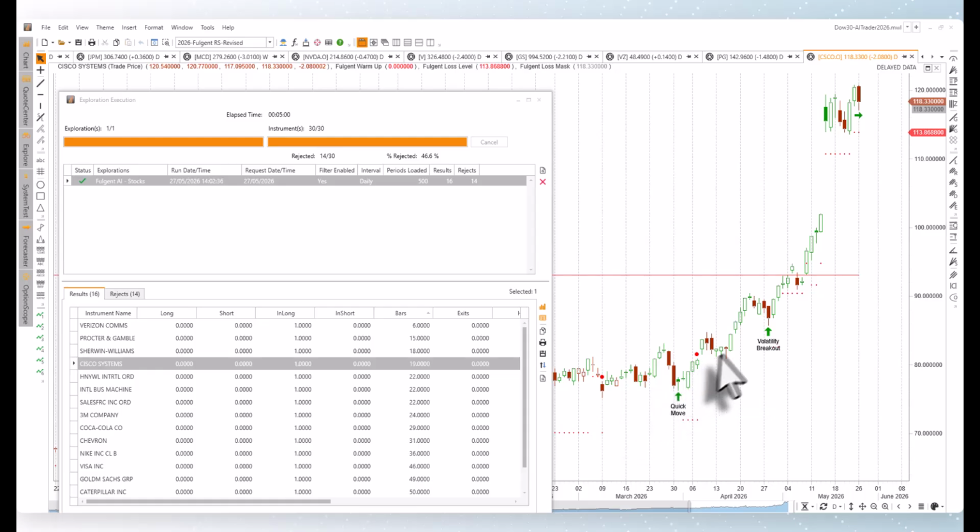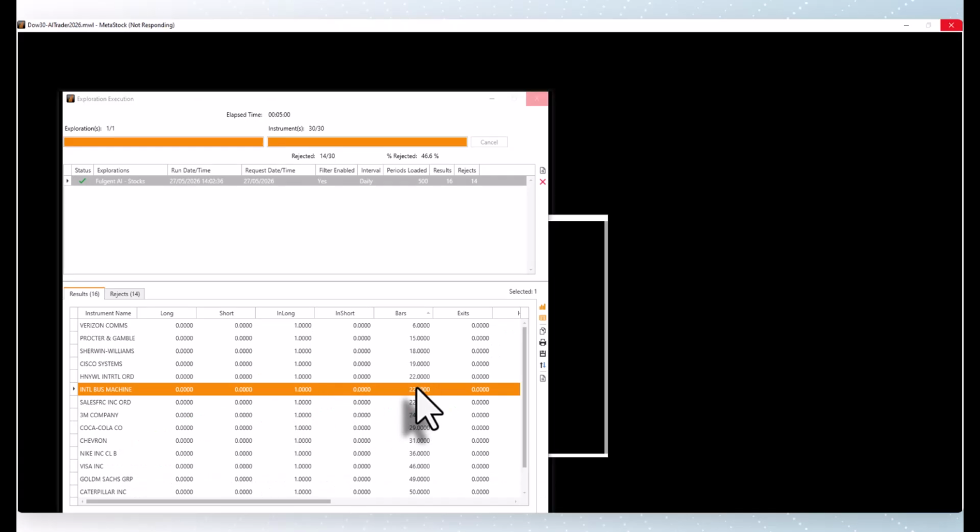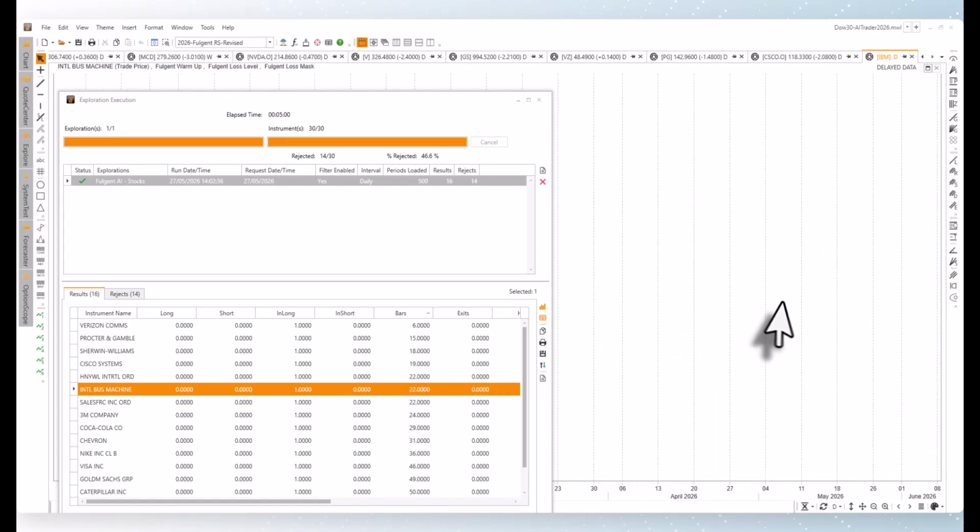Cisco Systems, nice quick move there, volatility breakout, huge move, and now the trading stop is there at 113 for Cisco, for example. And then IBM, let's take a look at IBM. That's 22 bars into a trade. Let's see how this one pans out.